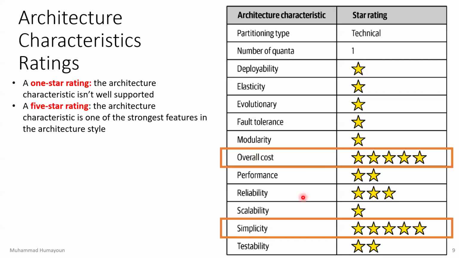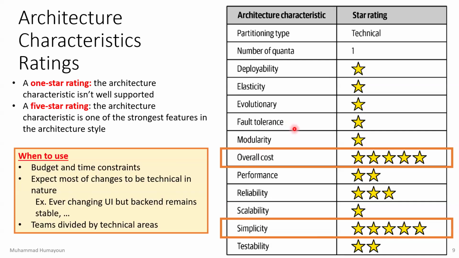So overall cost and simplicity. Layered architecture ranks the highest on overall cost and simplicity. So layered architecture is the most simple one, and since it is so simple, usually the cost is also really low.